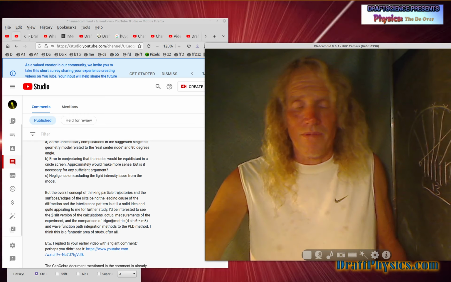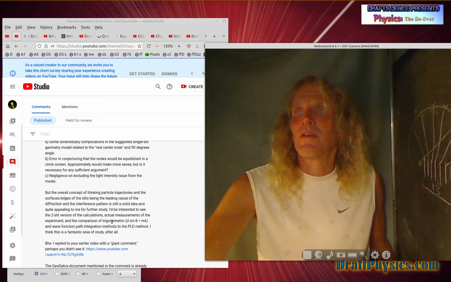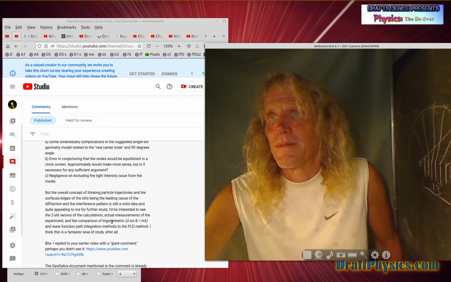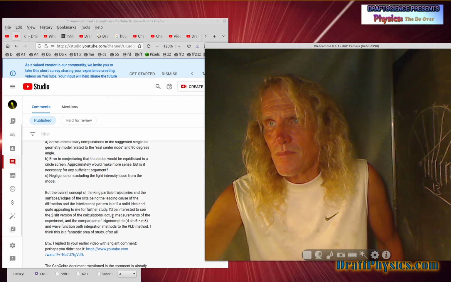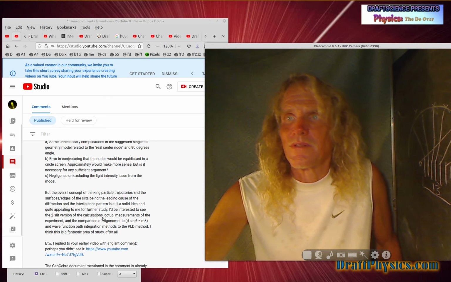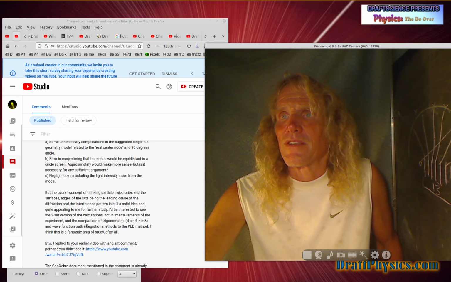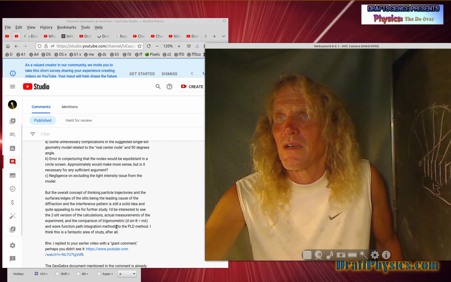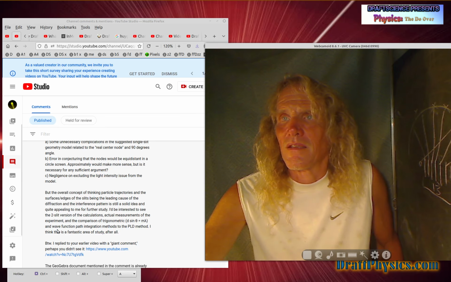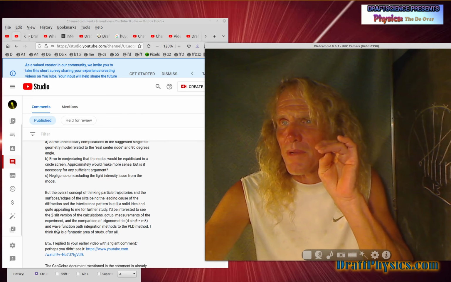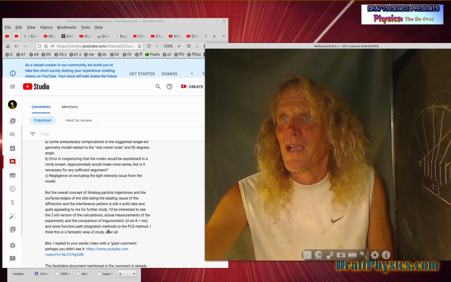And if they're both off, really no photon. If they're both out of phase. I'd be interested to see a two-slit version of the calculation. So there's no two-slit version. The two-slit is just a composite of two single-slit experiments. Actual measuring of the experiment and the comparison of the trigonometric d sine theta equals m lambda, the wave function path integration methods, and so on.